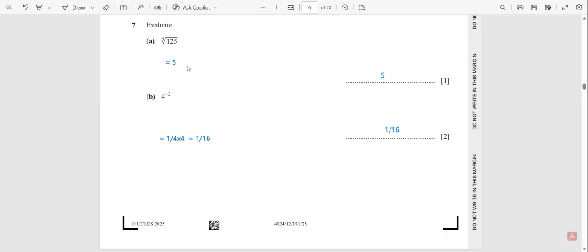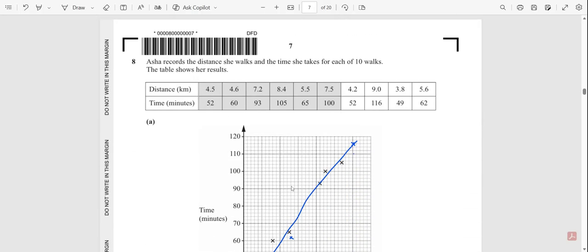Okay, next. Evaluate. Cube root 125. That is equal to 5. Simple. 5 fives are 25. 25 fives are 125. So the answer is 5. 4 to the power minus 2. 4 power minus 2 is equal to 1 over 4 squared. So 1 over 4 into 4 is 1 over 16 is our answer.